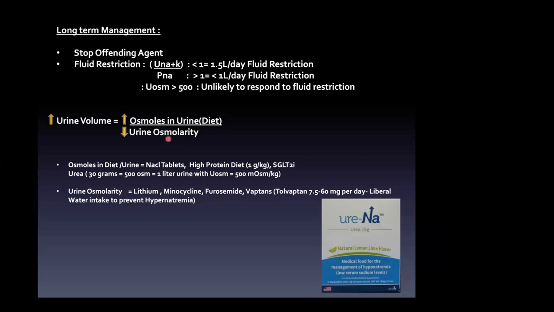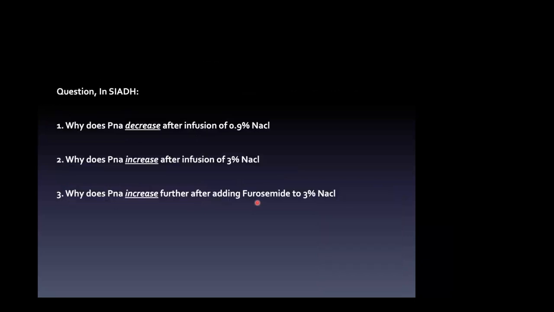How do you decrease urine osmolarity? You can give them lithium. I've never used it. Minocycline, I have used it, especially if the patients didn't have any peripheral edema or they looked to me to be slightly dry. I prefer to use minocycline. You can use furosemide, especially if their urine osmolarity is more than 500, or if they tend to have slight hypervolemia, that slight edema that you see in SIADH patients. And finally, if the patients can afford it, you can use vaptans.